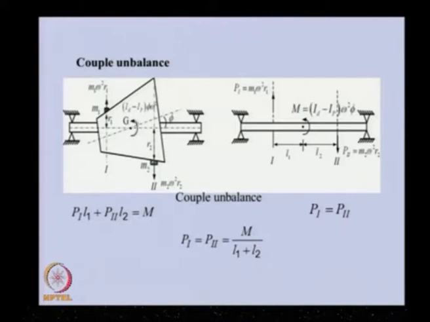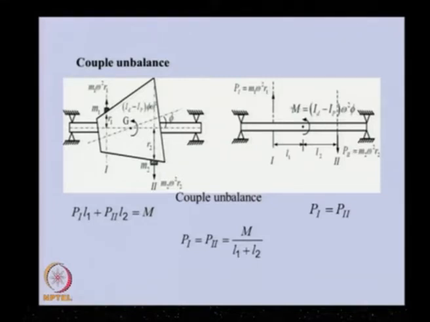To balance this couple, we require masses in two planes, and in this particular case, because we need to make a couple, we need to keep these masses on the opposite faces of this rotor, and they will give P1 and P2 forces like this. So, this is the unbalanced couple, and we are correcting this couple by two masses M1 and M2. They are giving P1 and P2 forces.